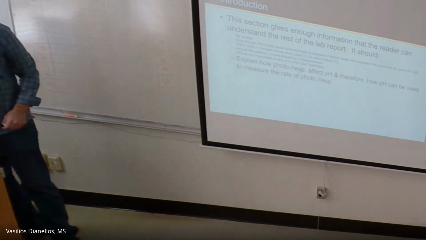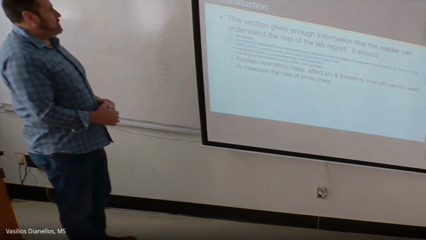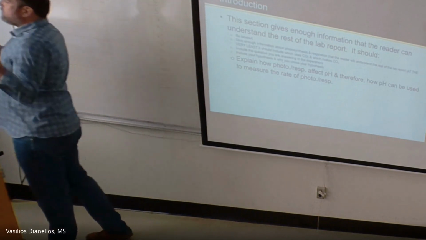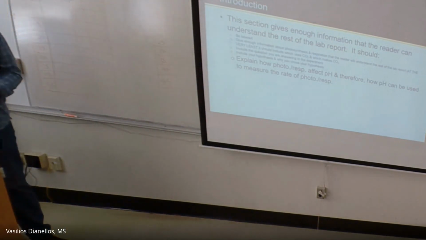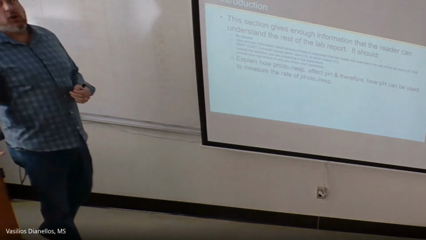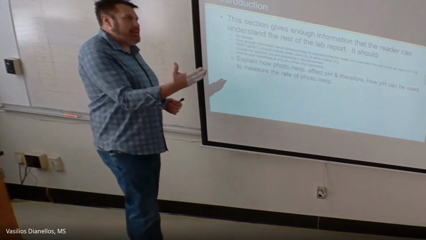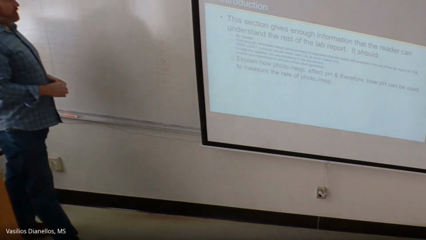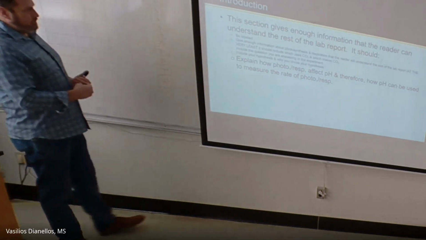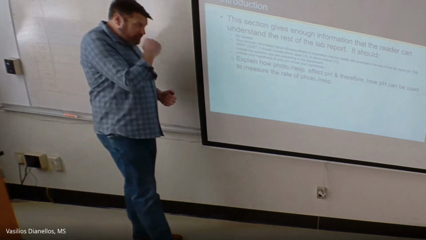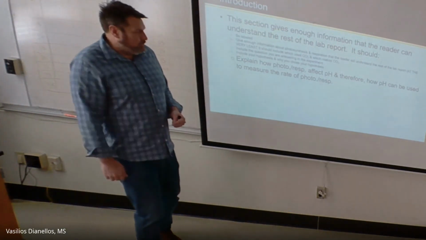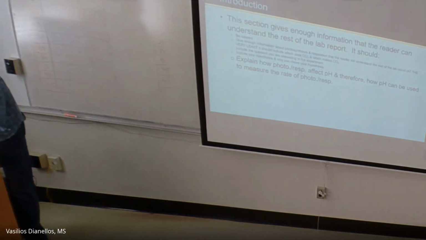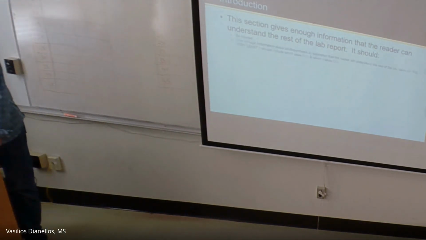And then finally, the last part of your introduction should explain how photosynthesis and respiration affect the pH. So that whole thing I told you about earlier, you're going to want to explain it too. Photosynthesis uses carbon dioxide, therefore there's less carbon dioxide in the water. Therefore there's less acid in the water, therefore pH increases. Respiration produces carbon dioxide, therefore there's more carbon dioxide in the water. Therefore there's more acid. Therefore, when pH goes down, respiration is happening. Any questions about all this? All right.